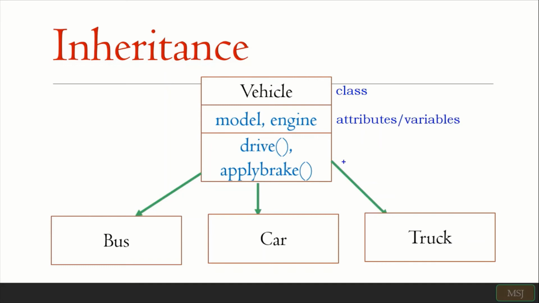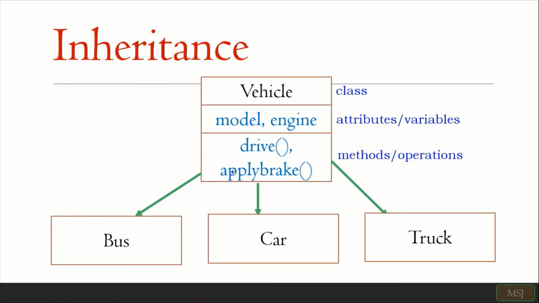Then here, drive and apply brake. What are these? These are methods. The other name for methods is operations. By the end of this class, you all should be well versed with these words: methods, operations, attributes, variables. You should all know the meanings of these words.